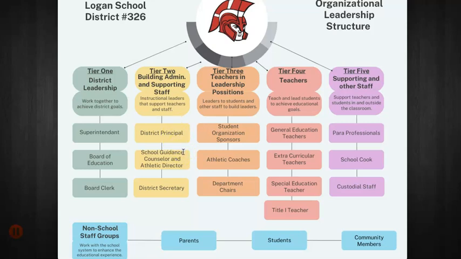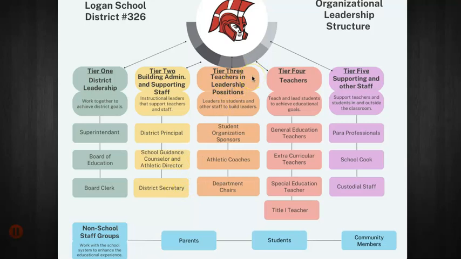And our school guidance counselor and athletic director, she is one person and does many roles. She, I also like to say, is kind of an assistant principal. When it comes to our district principal or superintendent being out of the building, she often takes the role of being in charge of the school at that time. Then we also have our district secretary, who does a lot of things for the teachers and other staff.